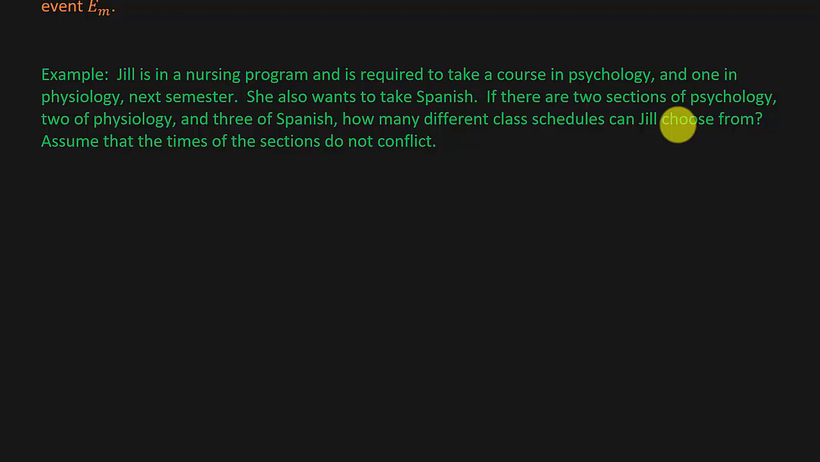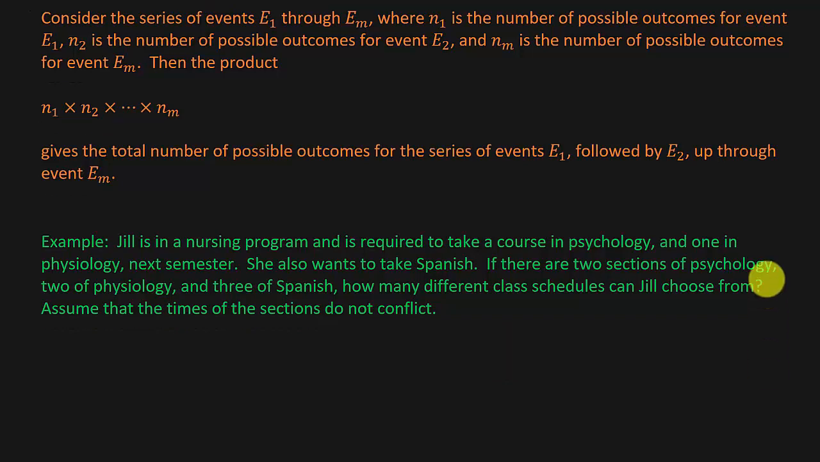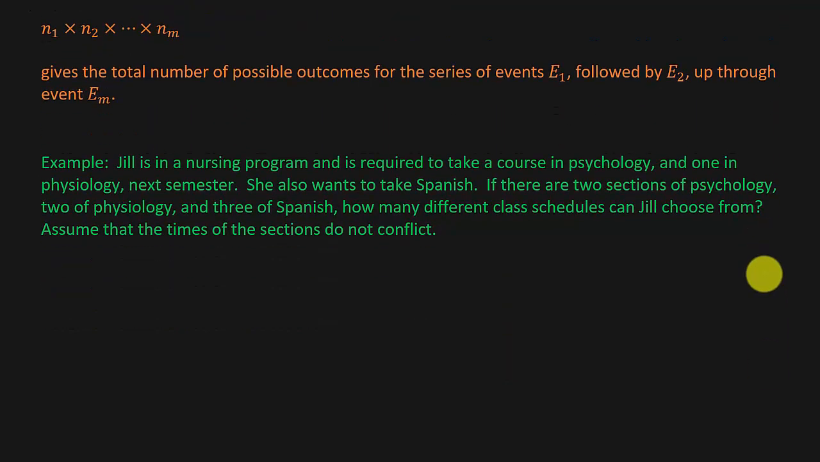All right, so just like this setup here, it's the number of ways for event 1 times the number of ways for event 2 times the number of ways for event 3. So we can see here that for psychology, we have 2 different choices there. For physiology, we have 2 choices, and for Spanish, we have 3 choices.